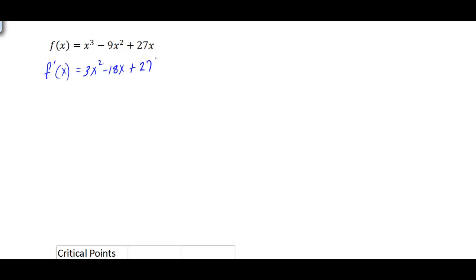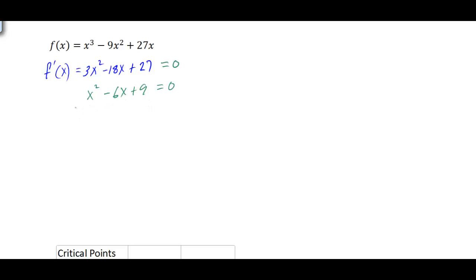plus 27. And once again, we need to find the critical points, your critical numbers. So we're going to set this equal to 0 and solve for x. And we have a 3, an 18, and a 27. So to make it easier, I'm going to divide everything by 3. So we would end up with x squared minus 6x plus 9.